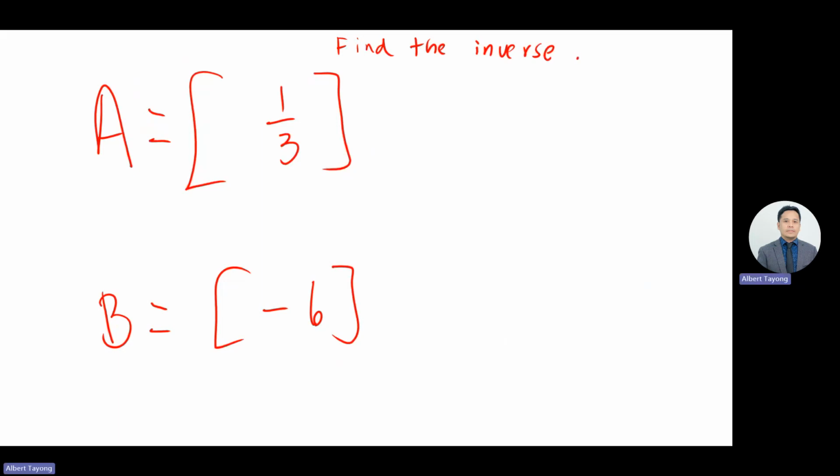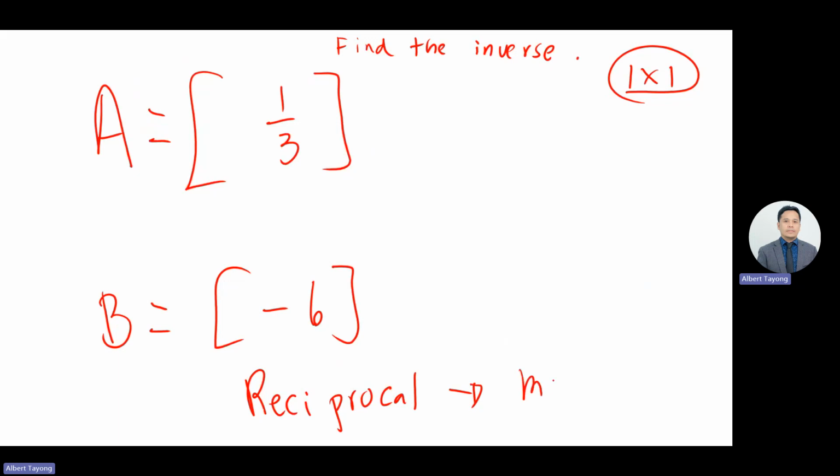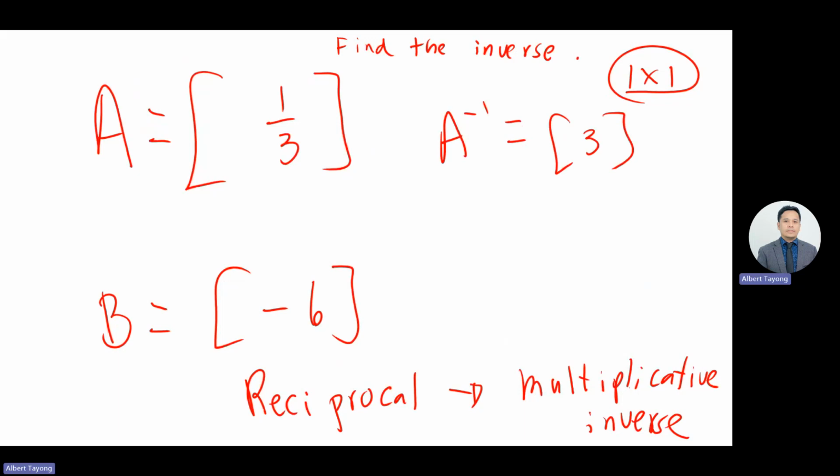A is equal to 1/3. The inverse of any 1 by 1 matrix is very easy to find because you have only one element. So basically, to find the inverse, we have to get the reciprocal. When I say reciprocal, this is the multiplicative inverse of any real number or any expression. So here our A raised to the power of -1 is equal to 3. That is the reciprocal of 1 over 3.